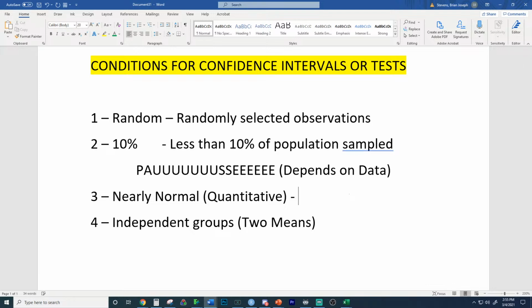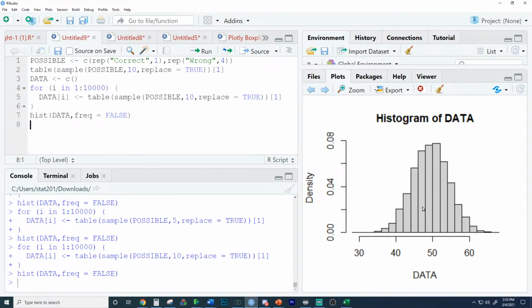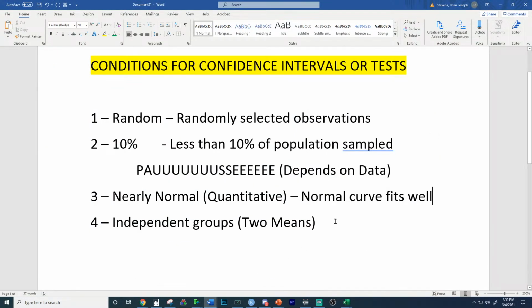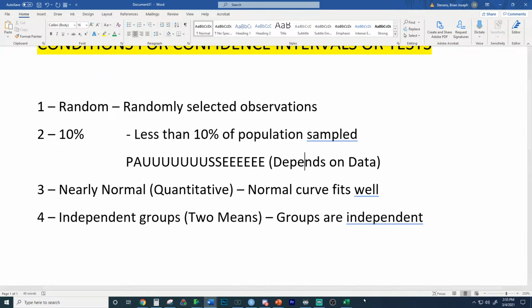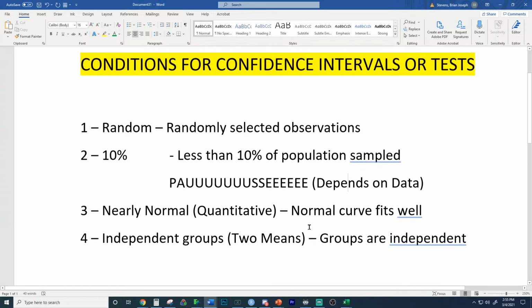Nearly normal means. And this is the one I was talking about, the normal curve. This is technically success failure, but it does make a nearly normal shape, due to success failure for categorical data. We will go into much greater detail on these conditions right here, but these are the conditions for confidence intervals and tests for this one right here.